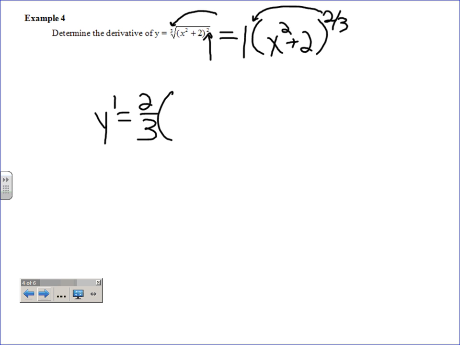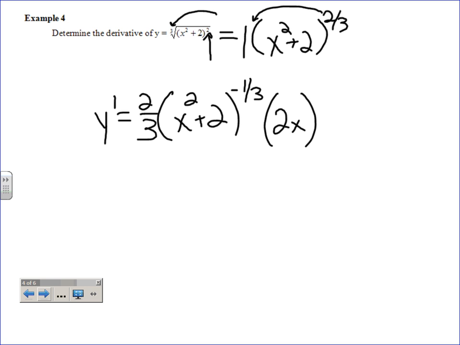And x squared plus 2, negative 1/3, very good. Because 2/3 minus 1, you would write it as 3/3, right? That would be the most common, so it would be negative 1/3. Times 2x is correct because it is the derivative of the inside.